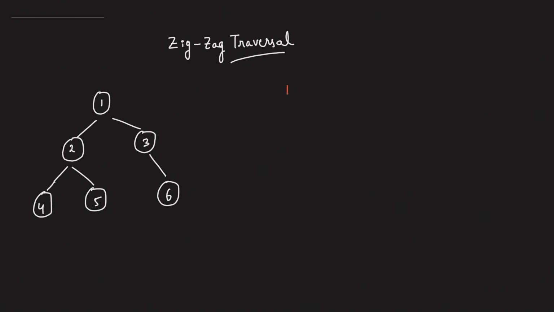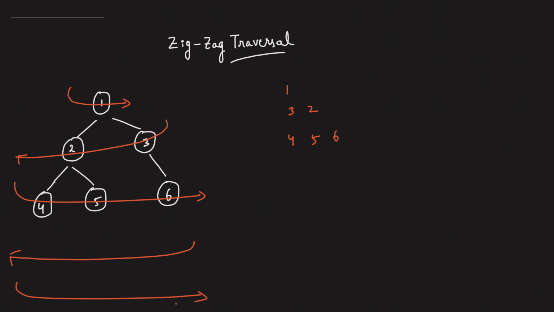So first it will be 1, then you will go across like this, that's 3, 2. Then you'll go across like this, 4, 5, 6. So that's the zigzag traversal. Like first like this, then like this, then like this, then like this. So kind of this, and if there were any other levels, it would have been like this, then like this. So that's what a zigzag traversal is all about.